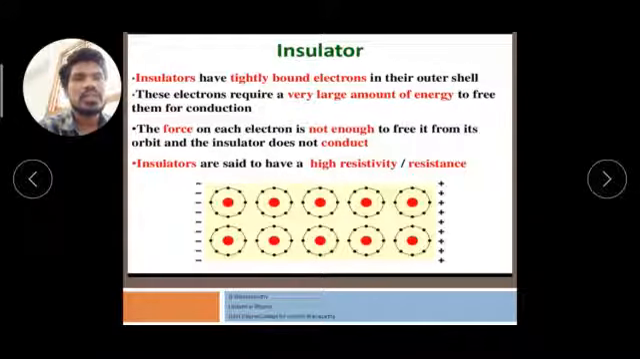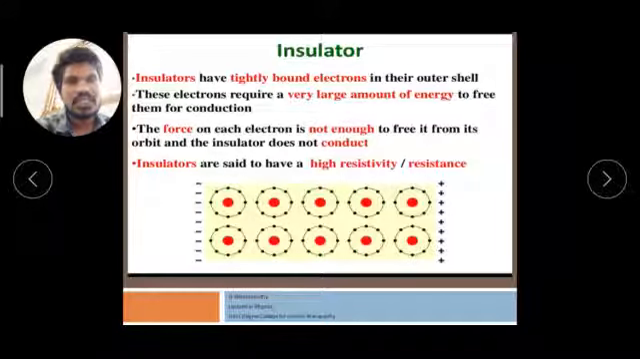Insulators have tightly bound electrons in their outer shell. These electrons require a very large amount of energy to free them for conduction. The force on each electron is not enough to free it from its orbit, and the insulator does not conduct. Insulators are said to have a high resistance or high resistivity. In insulators, all electrons are closely bound together in the outermost orbital. That's why more energy is required to free them from the bonds. Sometimes that high energy spoils or destroys the outermost orbital of the atom.